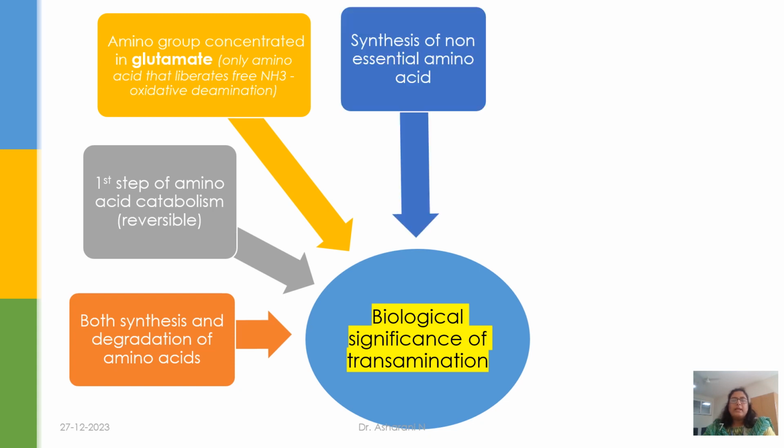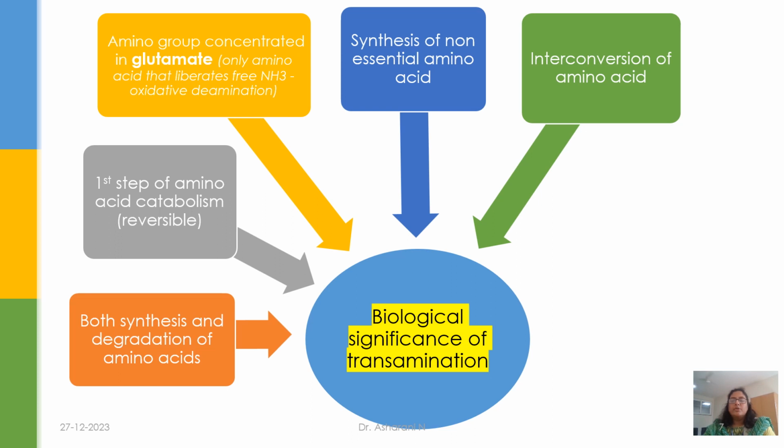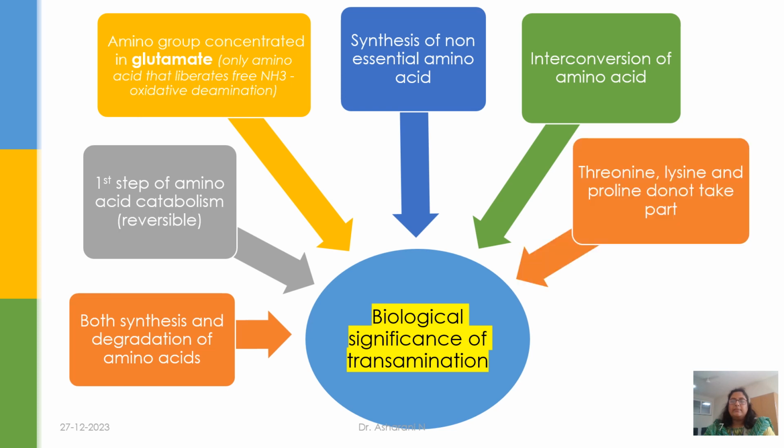This process also helps in synthesis of non-essential amino acids. Non-essential means these amino acids are synthesized in the body. That's why there is no need to take them through diet. So how are they synthesized? It is through transamination reactions. It also helps in interconversion of amino acids. We should remember that threonine, lysine and proline do not take part in transamination reaction.